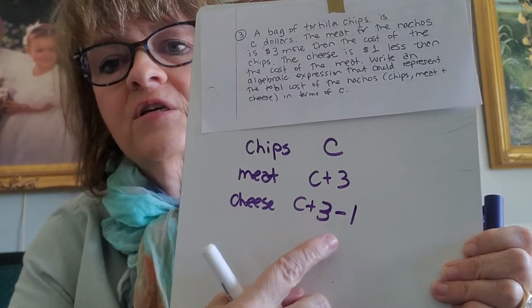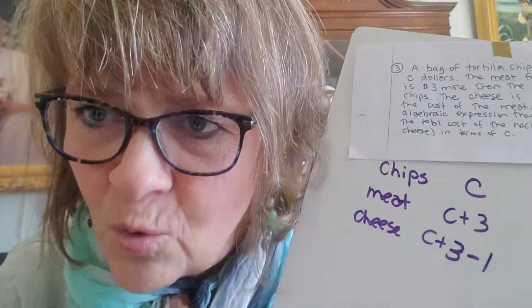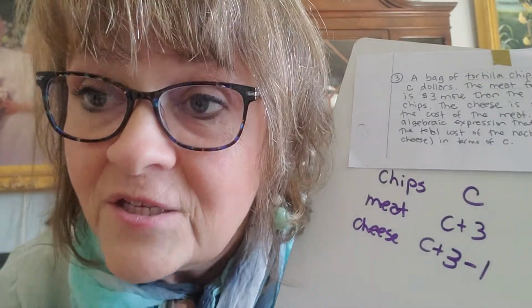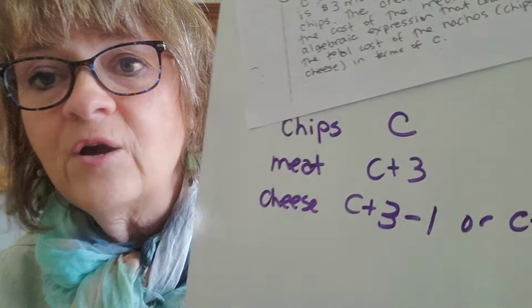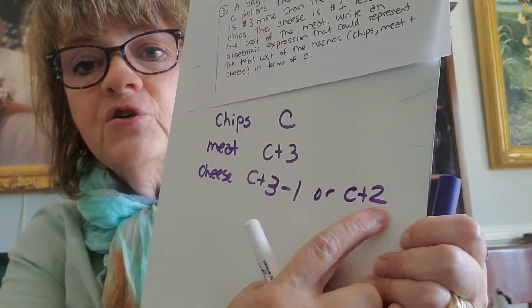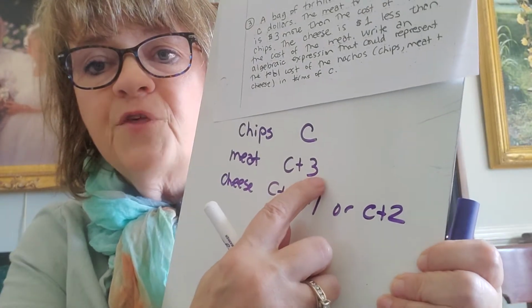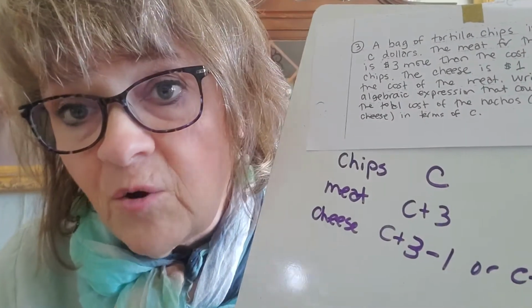Now this right here looks funny. C plus 3 minus 1, that sounds silly. What is C plus 3 minus 1? It's C plus 2, right? 3 take away 1 is 2. These are like terms. And again, we're going to keep the 3 separate from the C here because they're unlike terms. They don't have any C's on them. You've got to keep them separate. And now we're going to go for the final question.